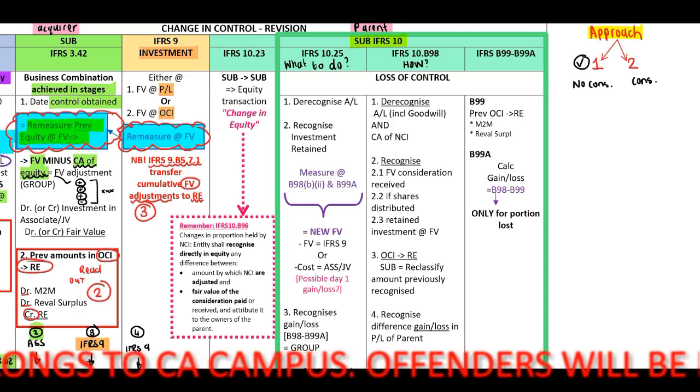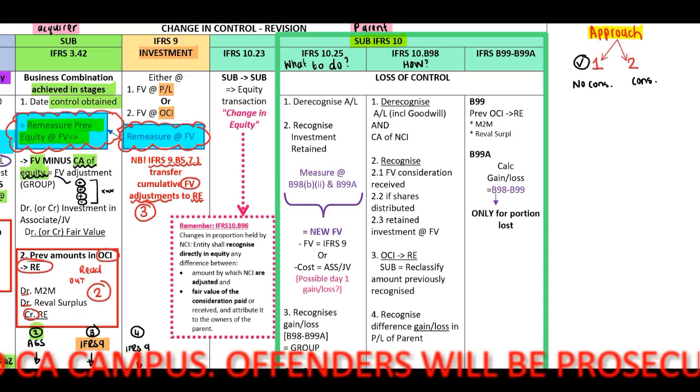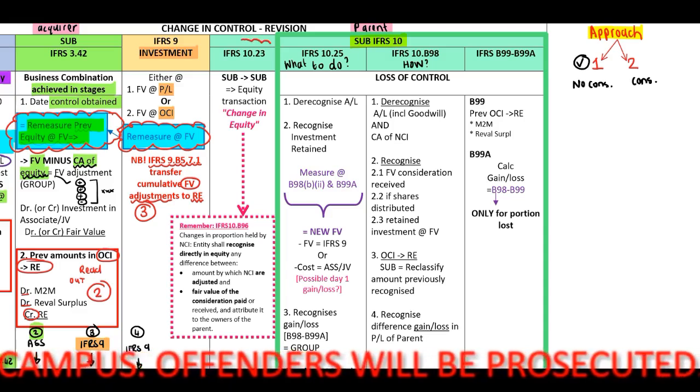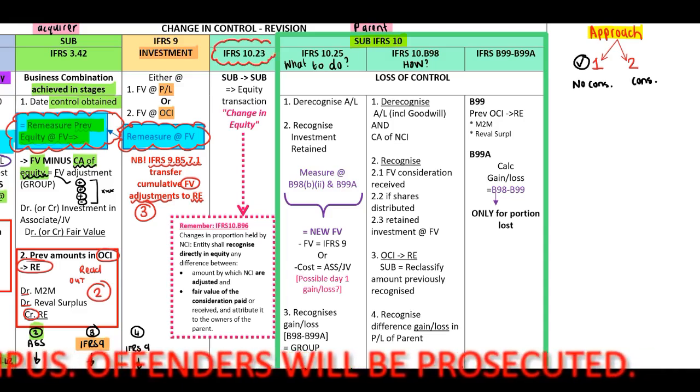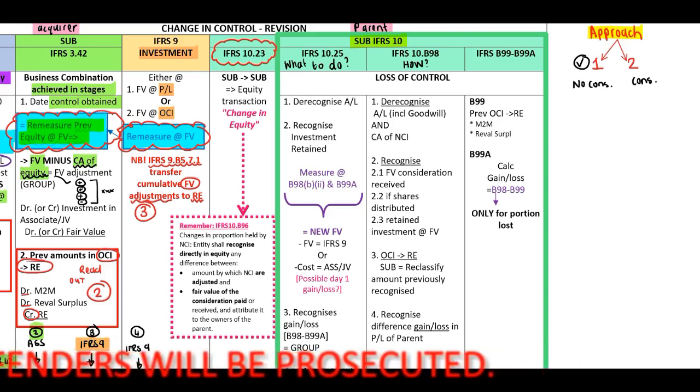Right. Now, guys, IFRS 10, paragraph 23. This is in the middle of your table. I want you to park this one. We are going to look at this after we've covered loss of control first.